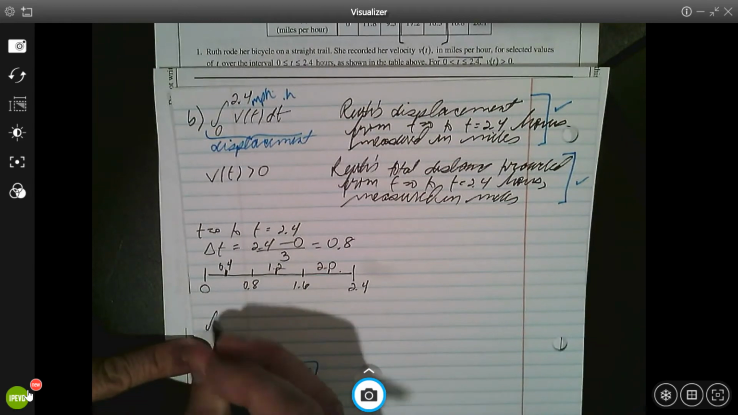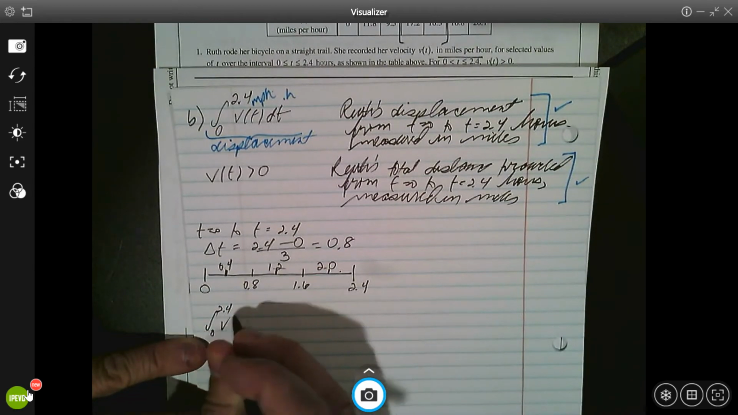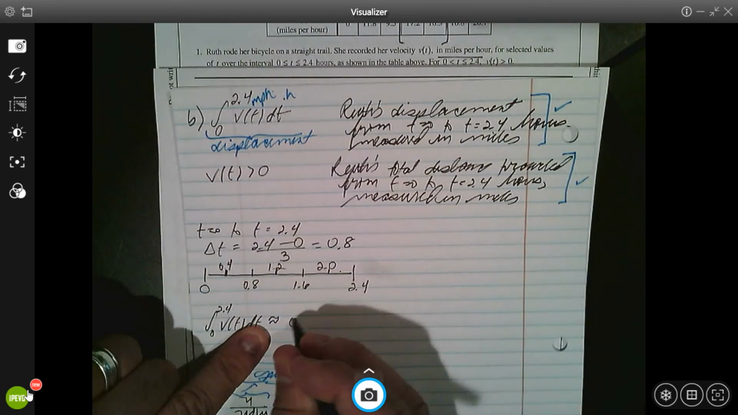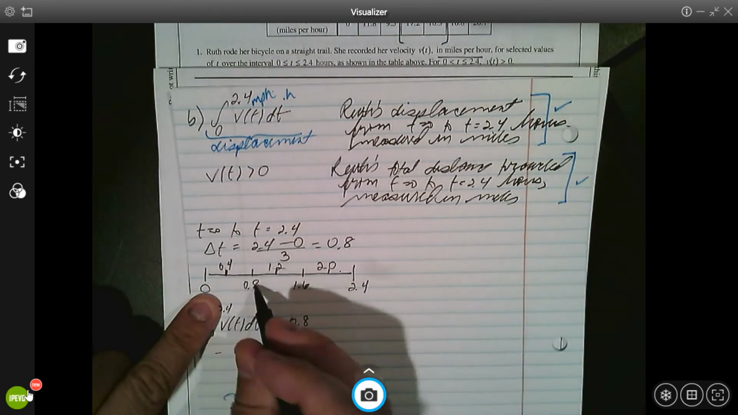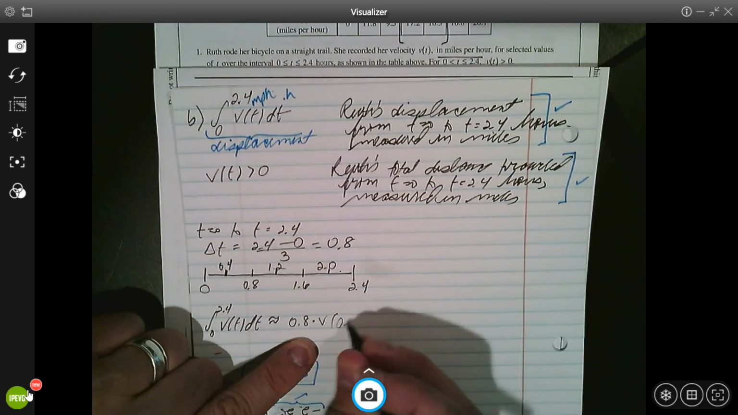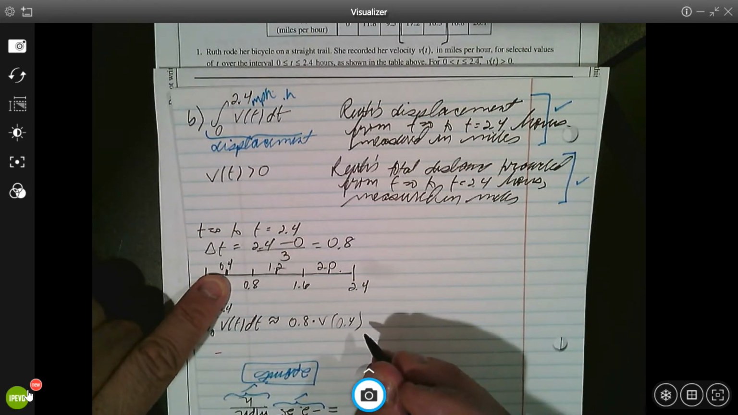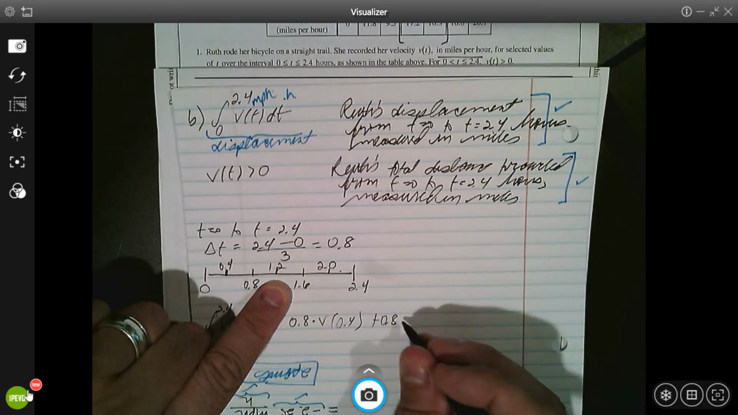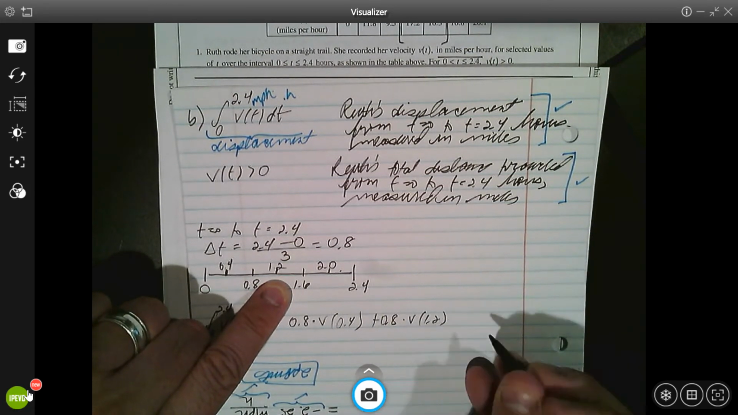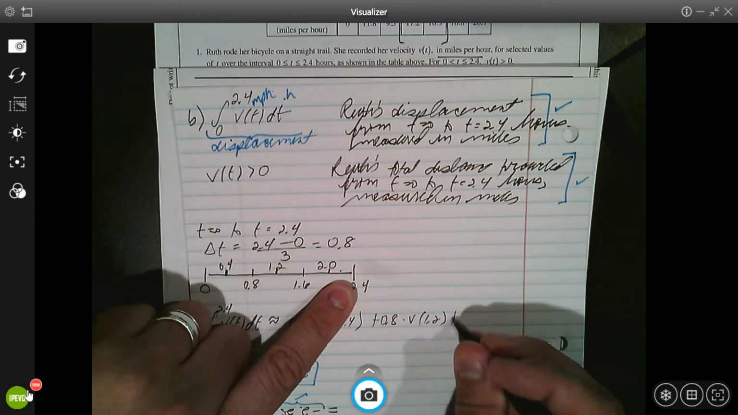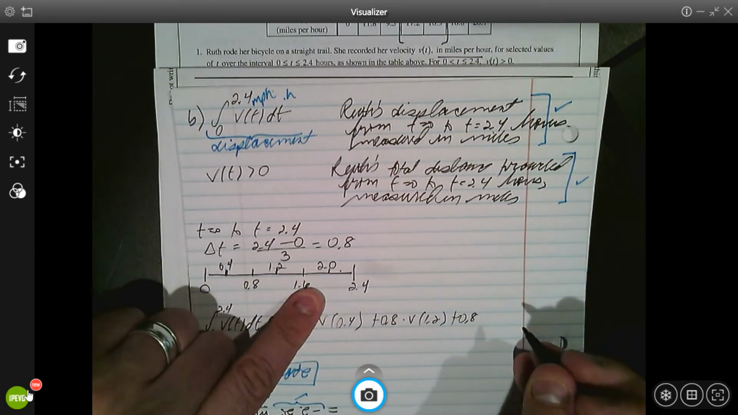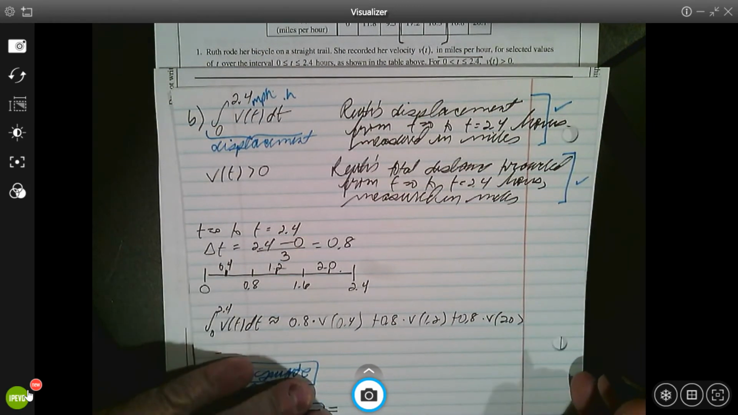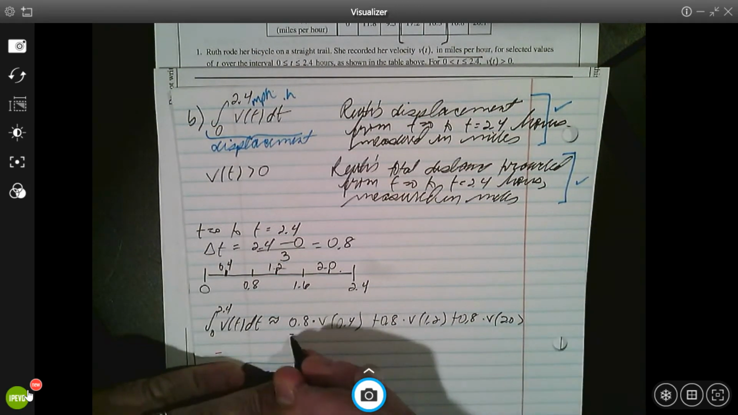Your integral from 0 to 2.4 of v of t dt is approximately, you take the width of the interval 0.8 times the velocity at time 0.4 plus, for the next interval, the width, which is 0.8 times the velocity at 1.2 plus, for the third interval, the width is 0.8 times your velocity of 2.0. Well, what do we know?